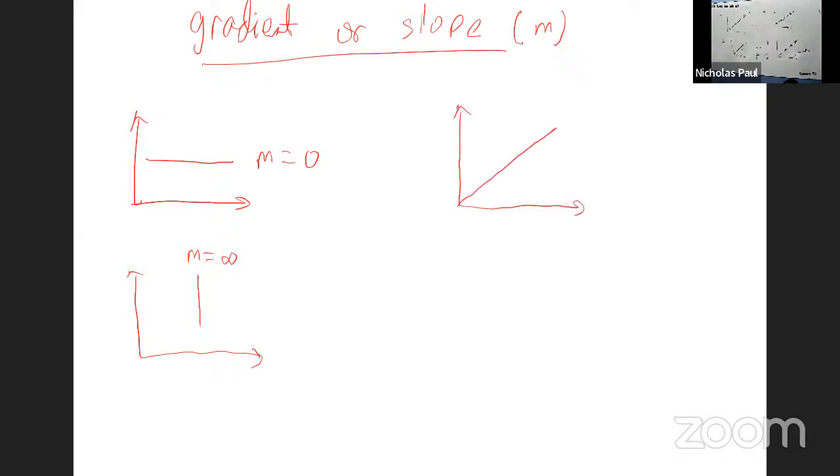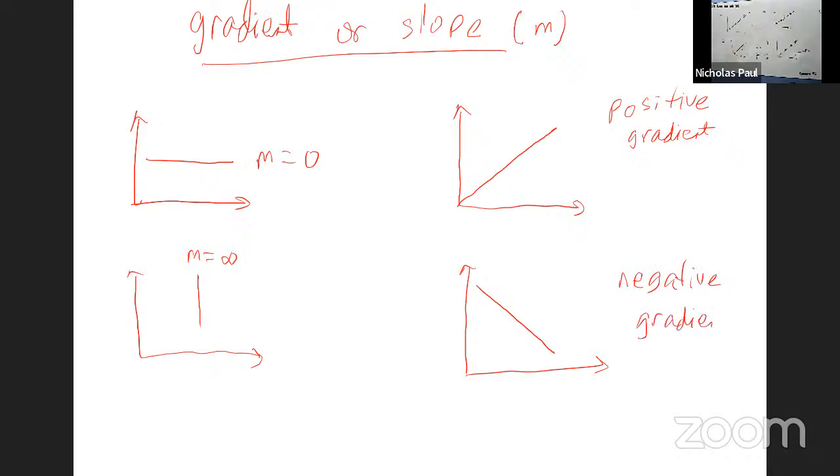This here is said to have a positive gradient. And this here is a negative gradient. Okay, so by just watching the lines, you should know, okay, when I work this out, I'm supposed to get a positive gradient. Or when I work it out, I'll get a negative gradient. All right.